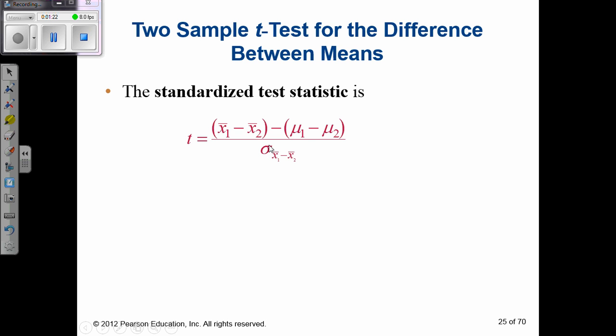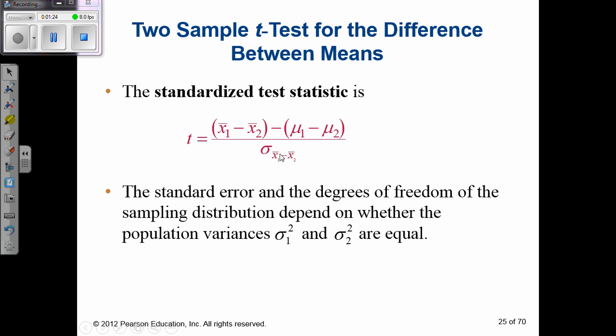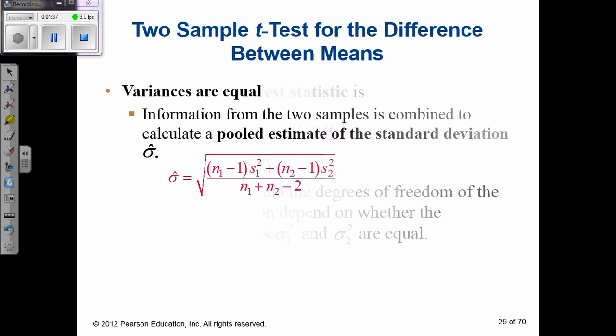The big difference is going to be finding this standard error here. That standard error is going to be determined by whether we have population variances that are equal or not equal. And I'm going to do an example of both kinds for you.